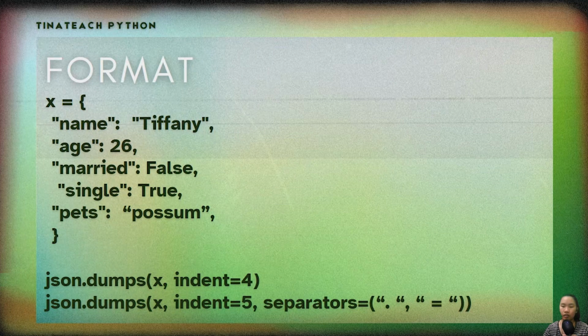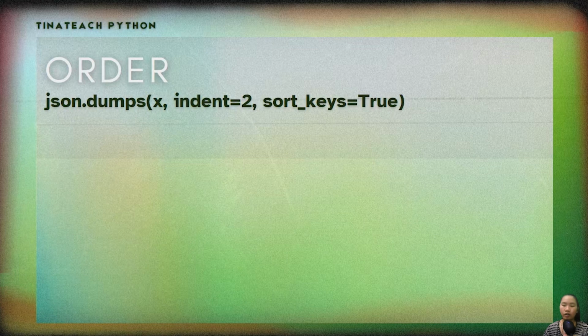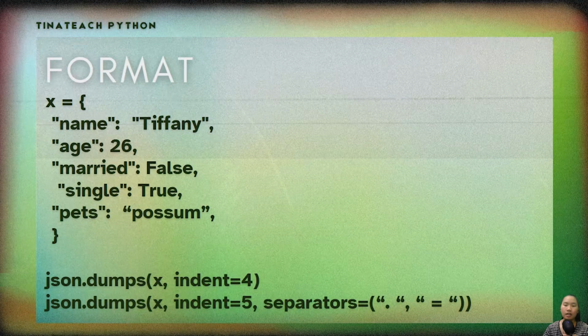Now, what this separators does is that when x is printed, you're going to have the whole name Tiffany, you're going to have the double quotes, you're going to have the comma, right? And separators allow you to change anything that's not the string or the integer value, okay? And I will definitely show it to you in a bit. Now, order is the third customization that I'm going to talk about. sort_keys equals True. What this does is that it sorts the names of the properties within x alphabetically. Okay, as simple as that.